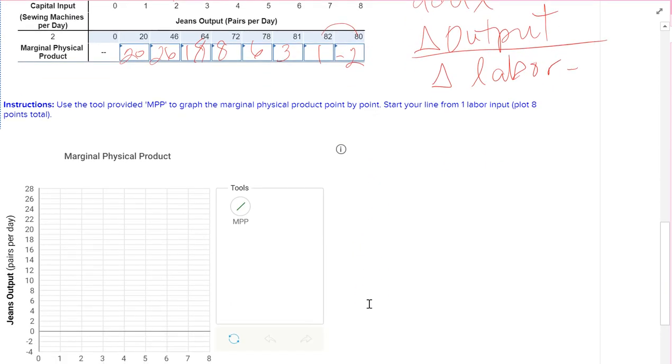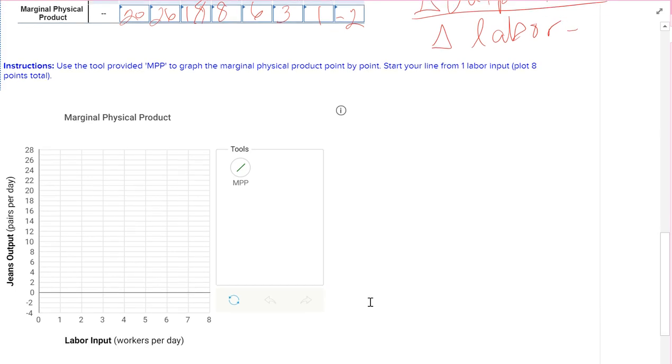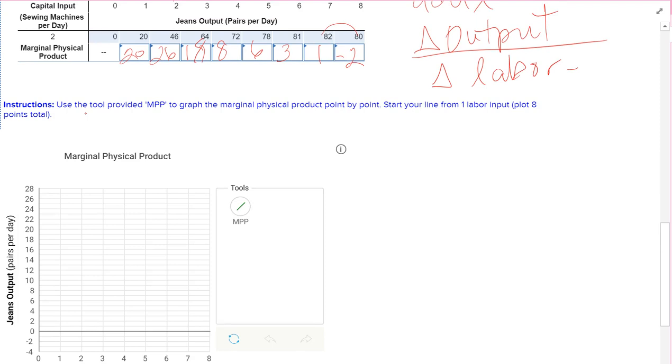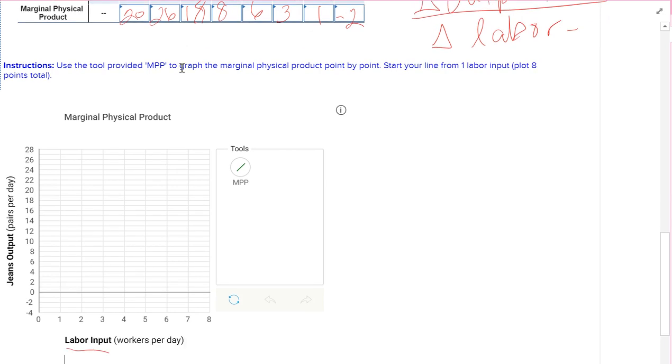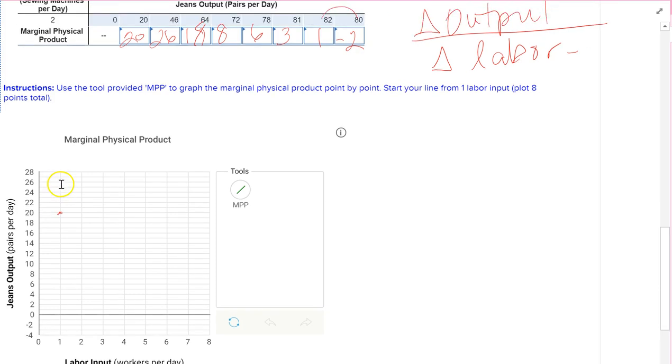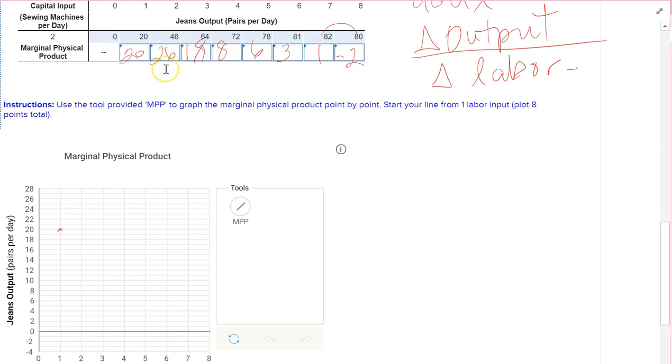And now we're going to graph it. And this is, again, pretty manageable once we've got the numbers worked out up here. So our marginal physical product is a relationship between the labor input on the horizontal axis and the marginal productivity per day of each additional worker. So here we go. That first worker brings us a marginal 20 pair of jeans, right? So there we go. The second worker brings us a marginal 26 pair of jeans. So there we go. The third worker gives us a marginal 18 pair.